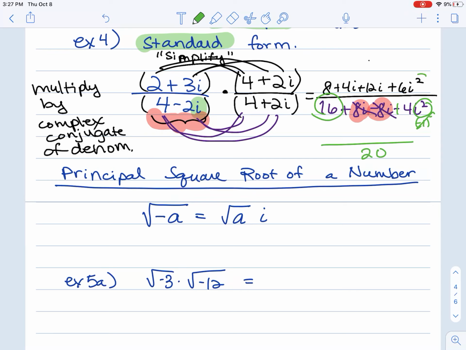And then on top, again, I've got another i squared, which just becomes negative 1. So 6 times negative 1 makes it a negative 6. I'm going to cancel that out. And then 4i and 12i. So here we go. 8 and minus 6 is 2. 4i plus 12i is positive 16i.